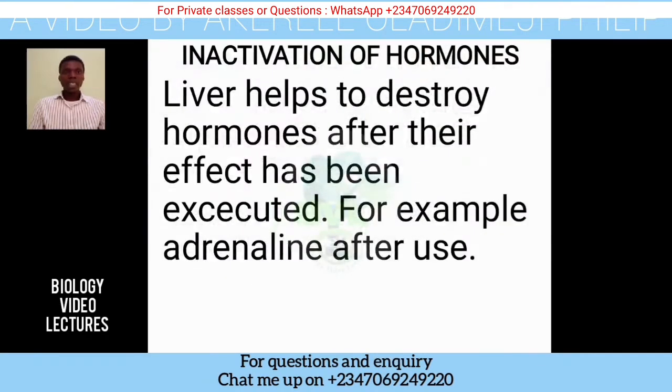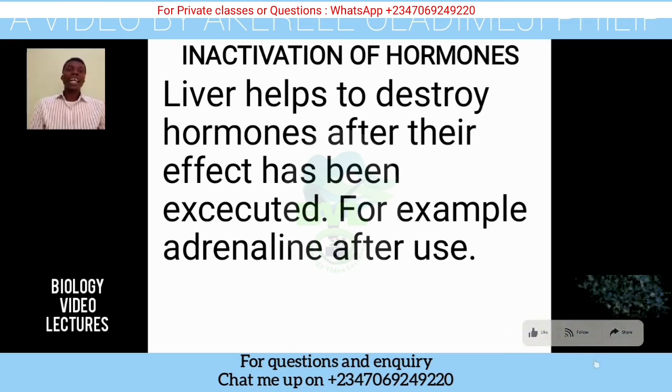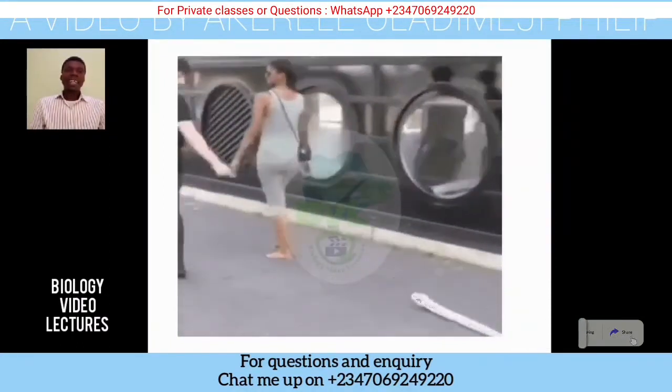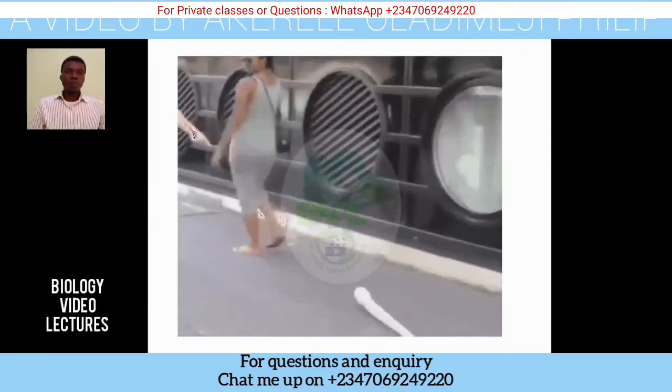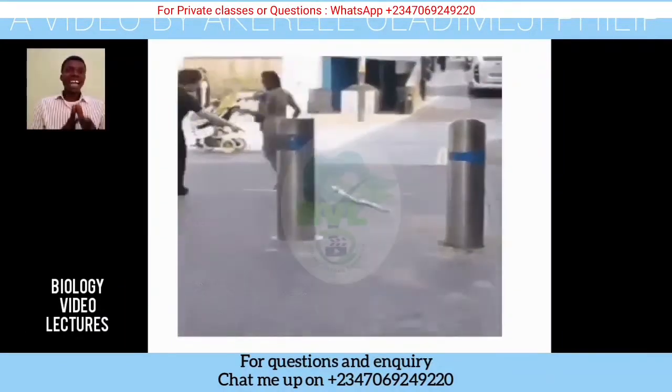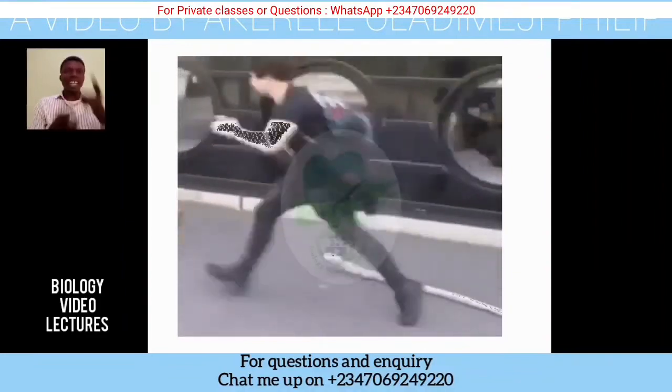Then inactivation of hormones. The liver helps to destroy hormones after their effect has been executed. For example, adrenaline after use. As we'll be seeing here, see what happens to this young lady. That guy attached a string to what was on the floor. When the girl saw it, she thought it was a snake. At that instance, adrenaline is released. That was what made her run that way.